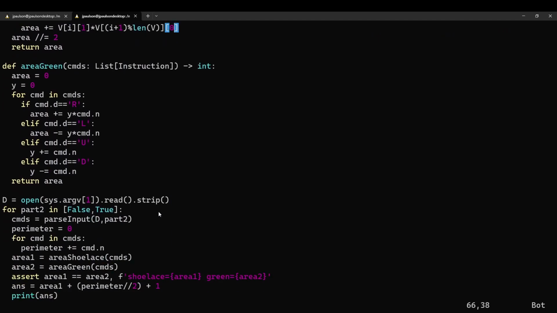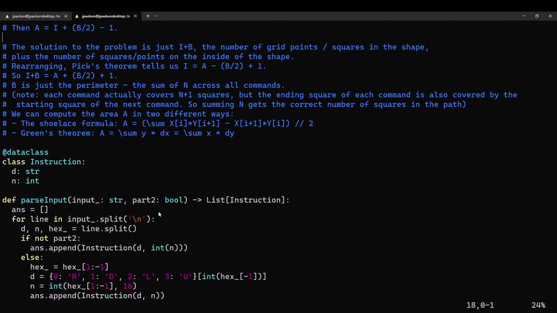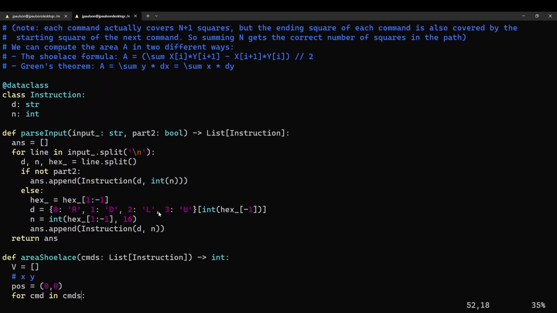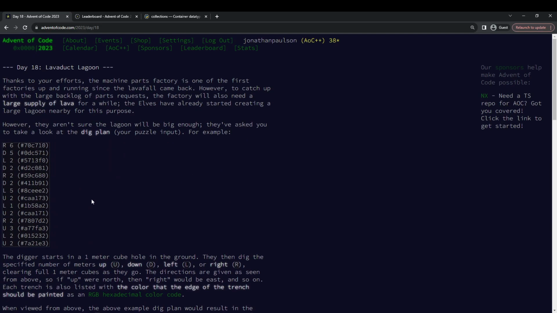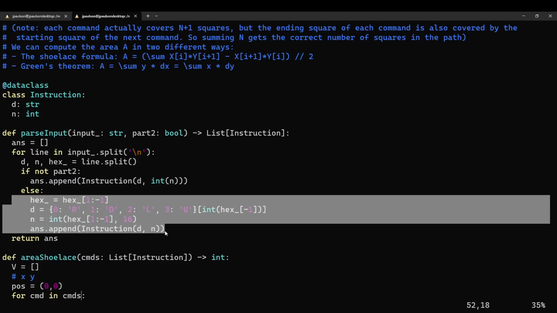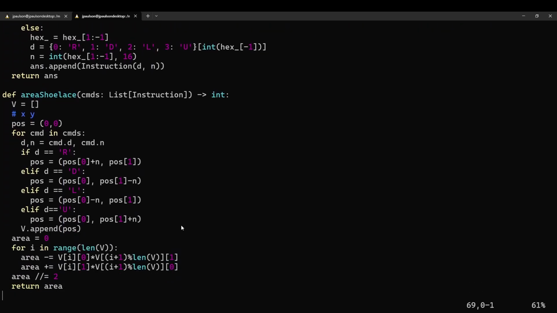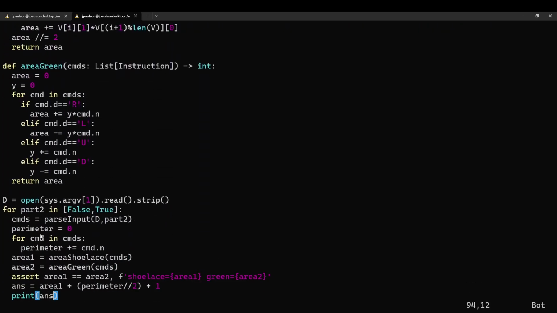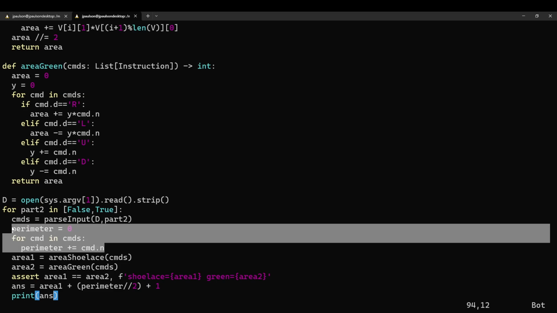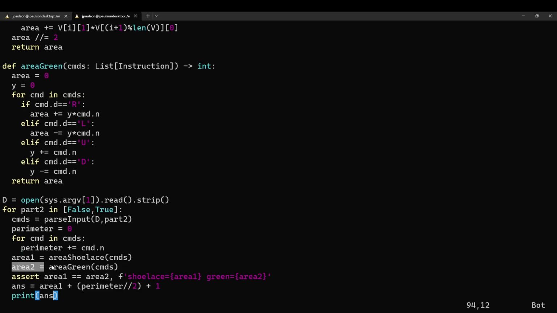So what else is worth saying? First you parse the input. In part one, we just read off these first two things. In part two, the last digit here is the direction, and the other 5 digits are the length. So, some simple parsing for that. And then we compute the perimeter, which is just adding up the lengths, and we compute the area like so. And the final answer is just the area plus the perimeter over 2 plus 1.